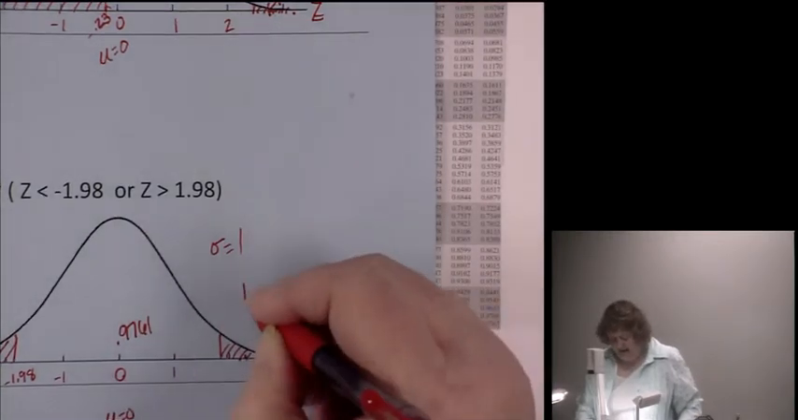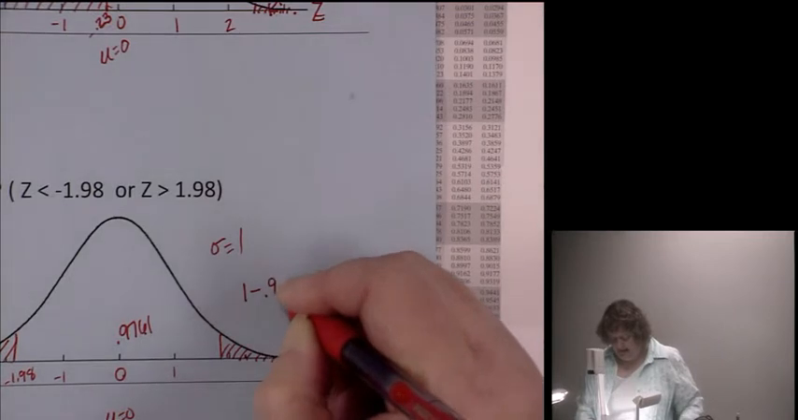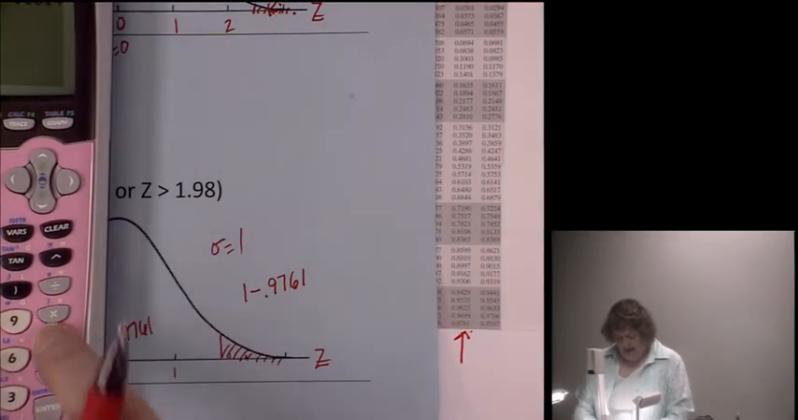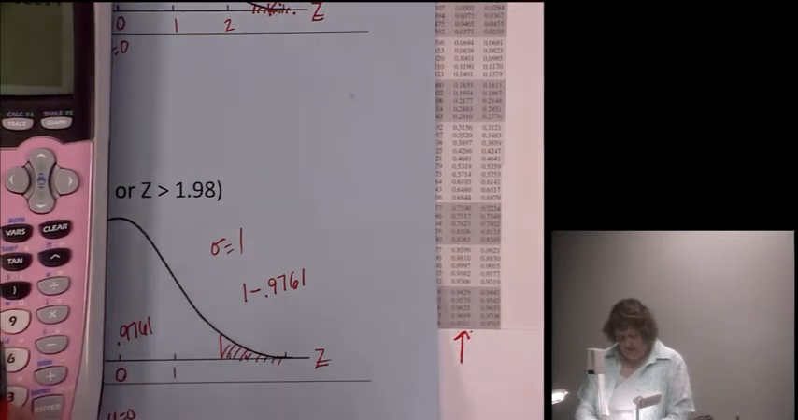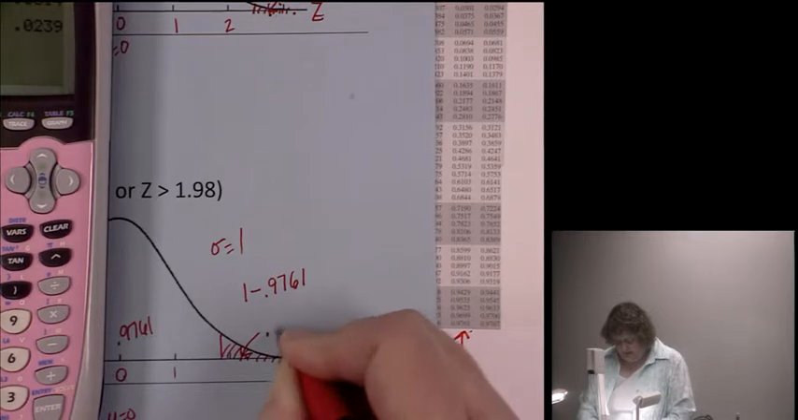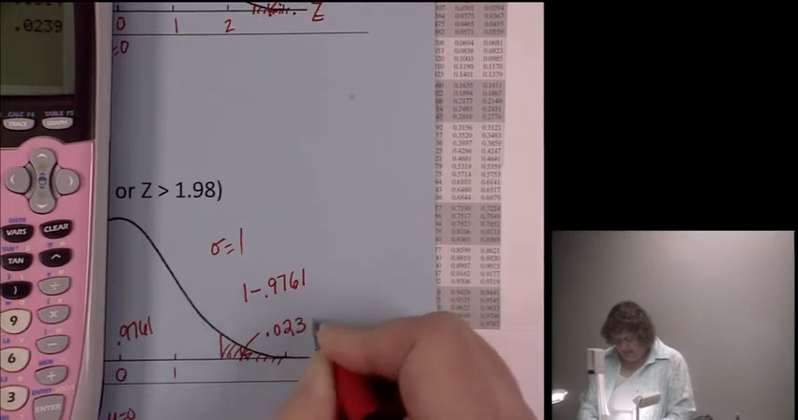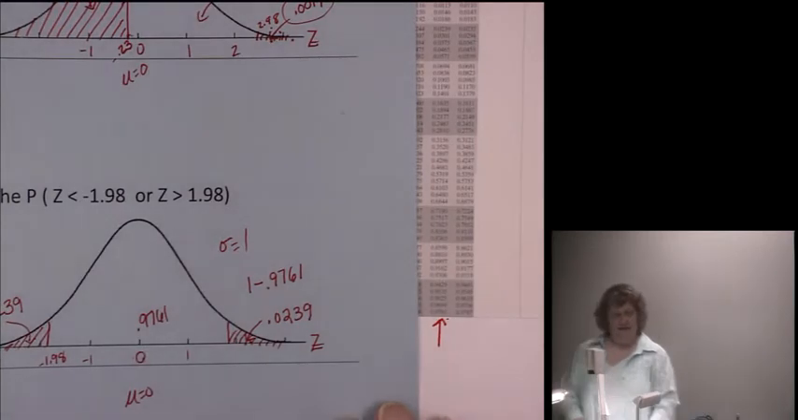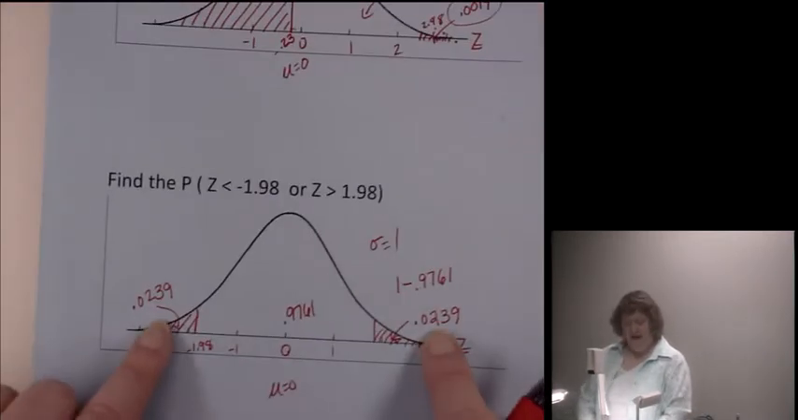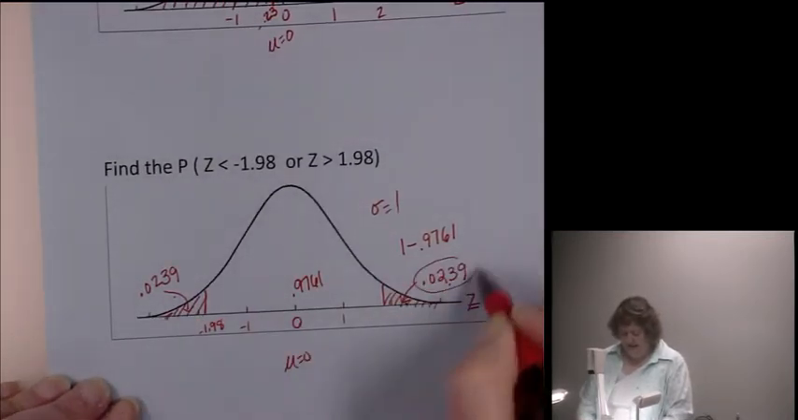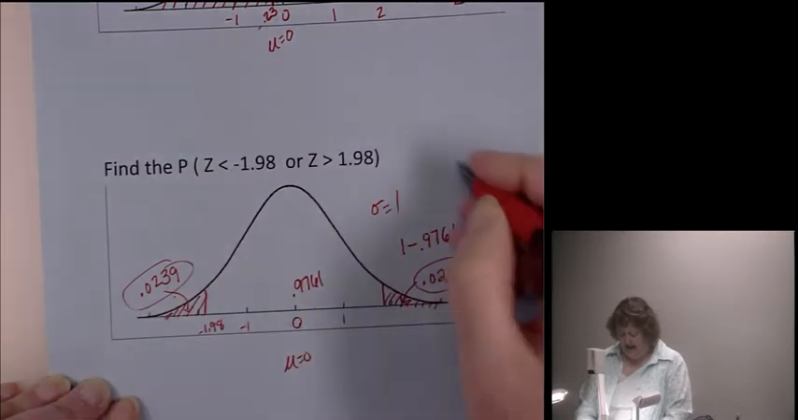So to get that, I need to go 1 minus 0.9761. And guess what that gives me? That gives me that my little tail is 0.0239. Again, remember I said that my chart is symmetrical. So that would be the same on both sides. But I need parts here and here, this area and this area added together.